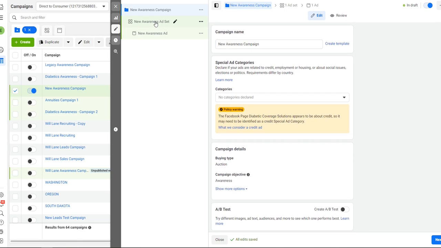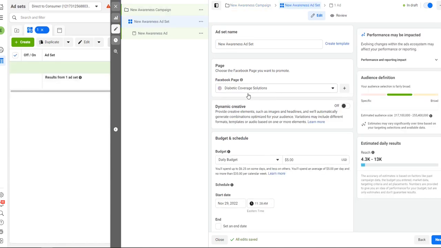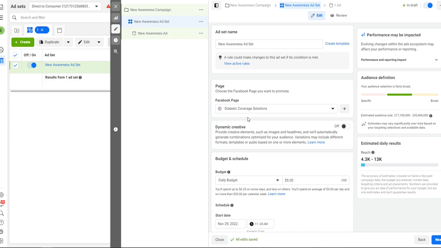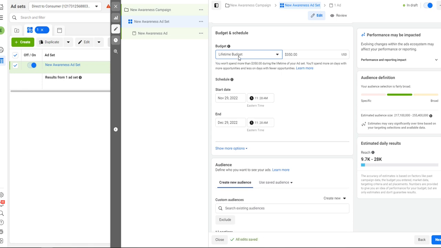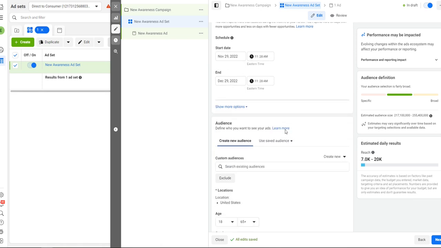And when you get to the ad set level, you always pick the page. Obviously, I'm running a diabetic awareness campaign, so I have my Diabetic Cover Solutions Facebook page where I'm running it. Budget. Set a monthly budget. Lifetime. Daily will not work for the results I want you to get. A good budget is between $200 and $300. Let's just say $250. A lifetime budget means it's going to run out that entire budget over the schedule you provide. I like to run 1 month campaigns. So it's already by default set up to run for this next month.